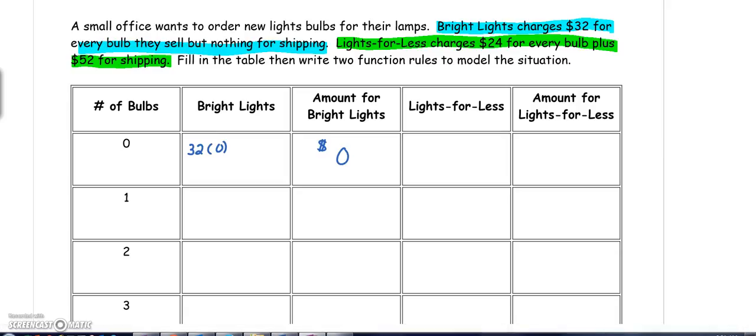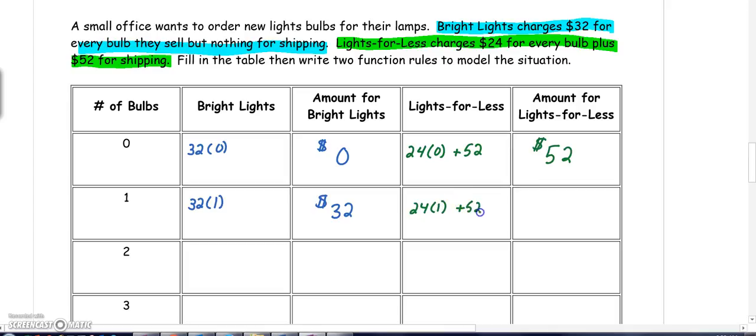At Lights for Less, 24 times 0, because there's no light bulbs, plus $52 for shipping would say that this would cost $52 if I placed an empty order. If I ordered 1 light bulb, 32 times 1 at Bright Lights would be $32. At Lights for Less, 24 times 1 light bulb plus my shipping of $52 would be $76.